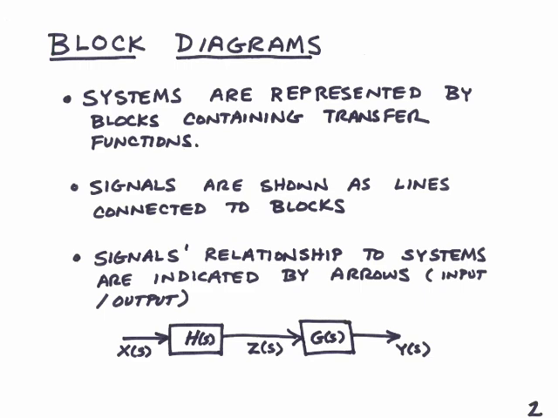The block diagram at the bottom of the page indicates that X of S is the input to system H of S, and the output of system H of S is signal Z of S, which is the input to system G of S, producing the output Y of S. We've seen block diagrams several times already in this course. In this presentation, I hope to make their use clear to you.